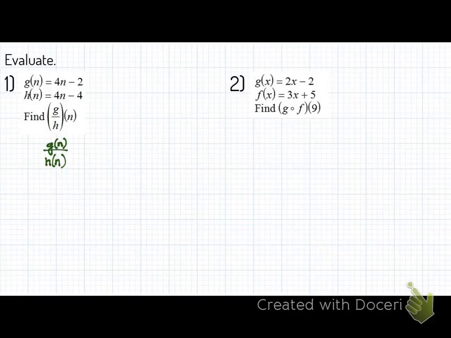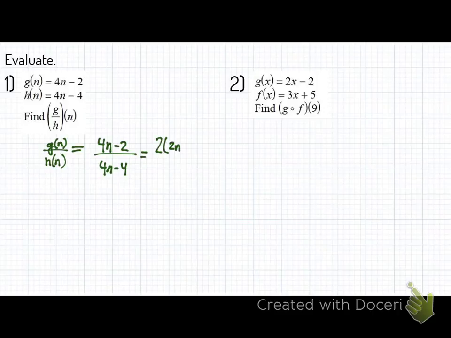So I'm going to take g of n, which is 4n minus 2. That's going to be in my numerator. And then my denominator is 4n minus 4, because that's what my h of n is. Y'all see that? So I'm just substituting. And then I'm going to try to solve this or evaluate as much as I can. So now this is a rational expression, just like we've been working on. I'm going to look at the numerator. I wonder if I could simplify this at all. Can I factor anything out of the numerator? Yeah, I could factor out a 2.